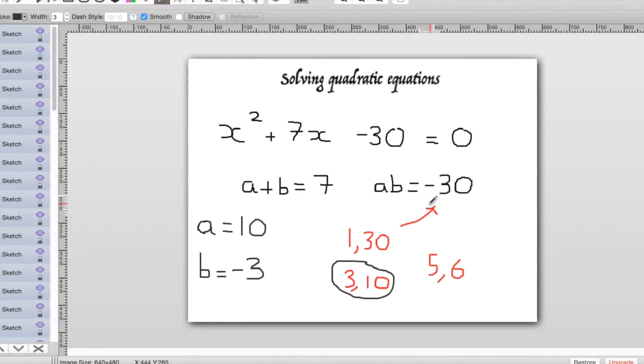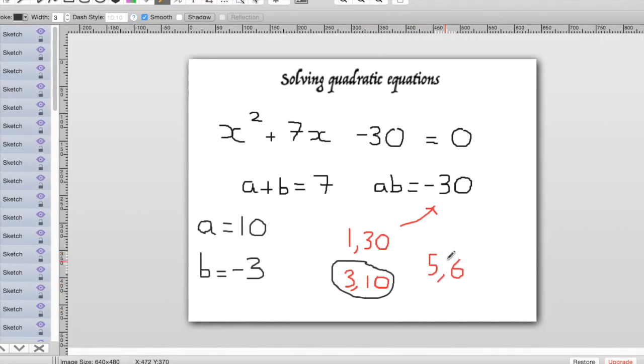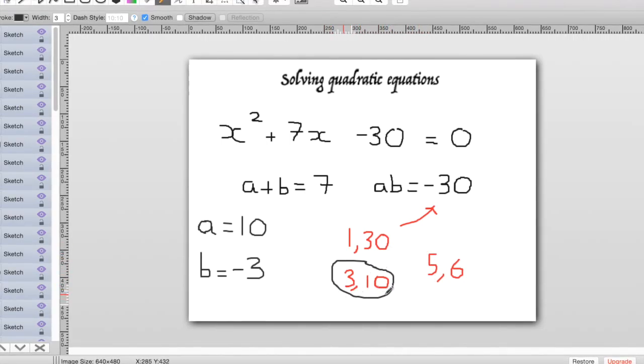So if I have a look at my 30, the pairs that work are 1 and 30, 3 and 10, and 5 and 6. I have a quick look at these and say, do any of them subtract to give 7? Yes, 3 and 10. Okay, great, so we know our answers are going to have something to do with 3 and 10.